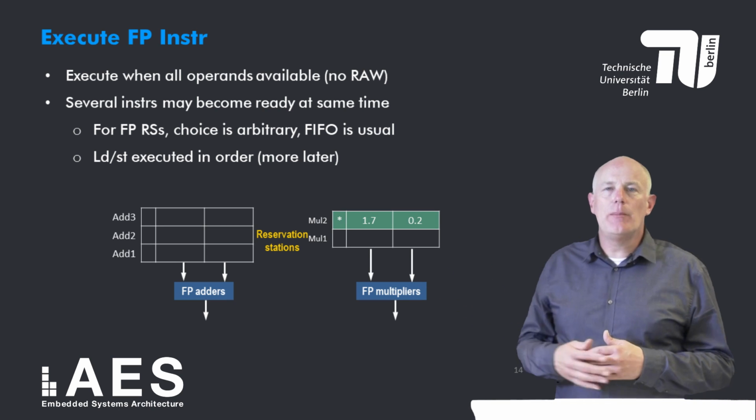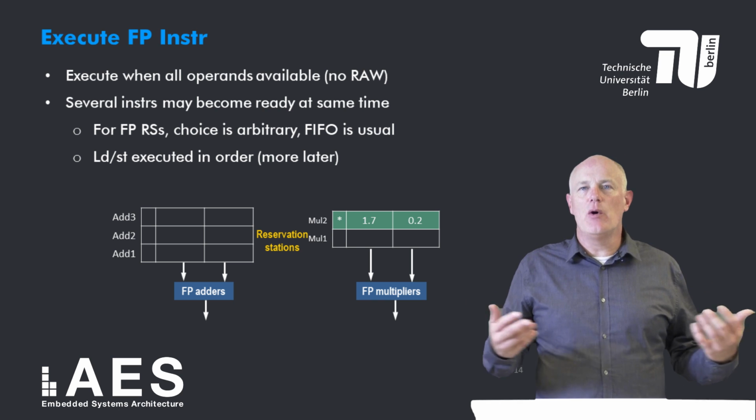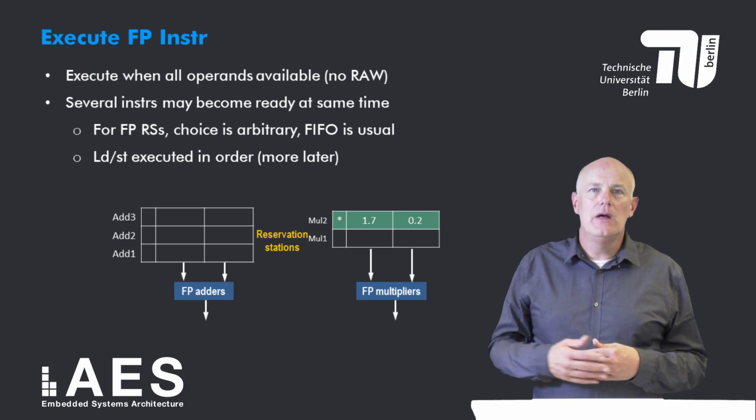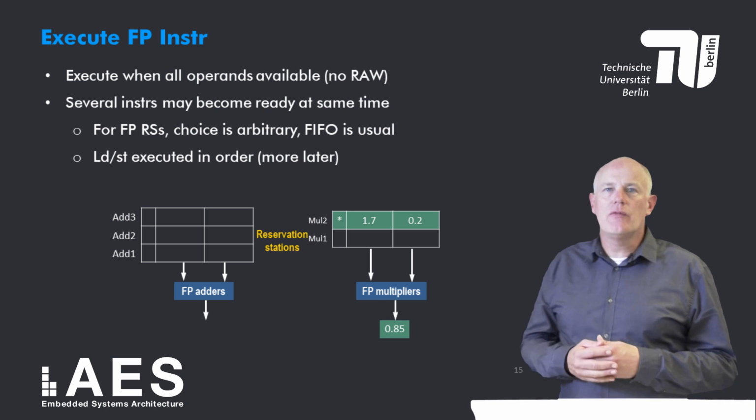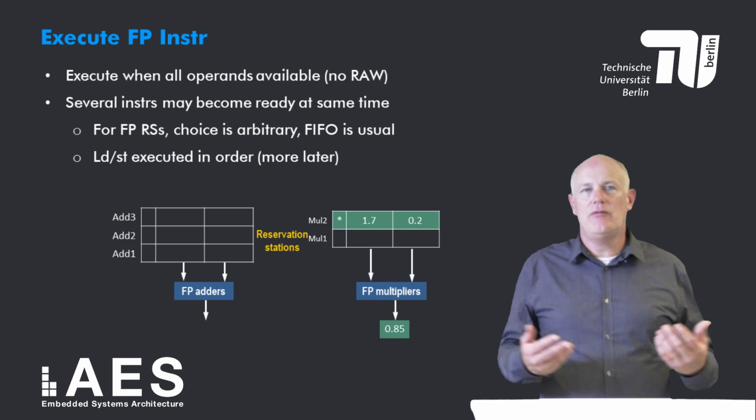Here's a simple example of instruction execution. The multiply instruction is ready since both its operands are available. So it will execute on one of the floating point multipliers and produce the value 0.85.